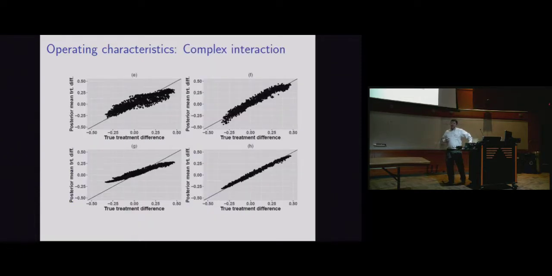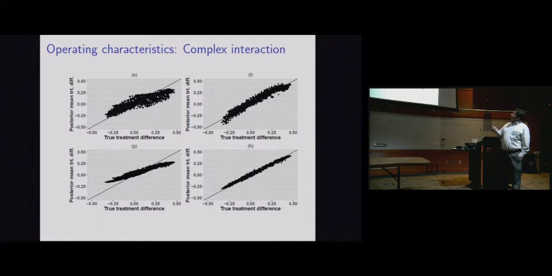So this is the complex interaction model. You can see here the single data set is on top, and the 500 is on the left, 5,000 is on the right. You can see that it matches. This is the posterior mean treatment difference, and this is the true treatment difference. So you want to basically see a diagonal, right? You want them to agree on the diagonal.